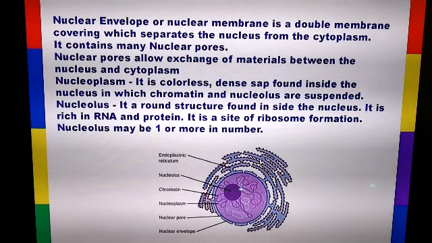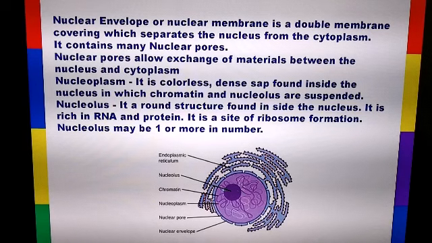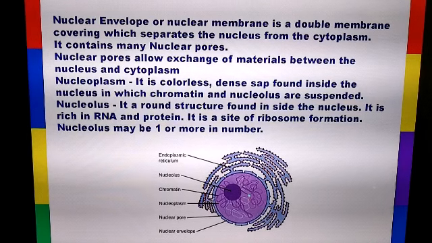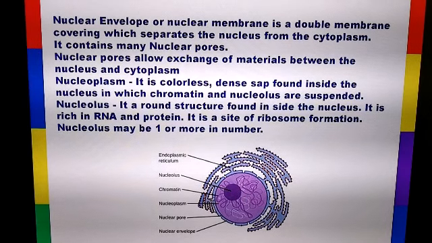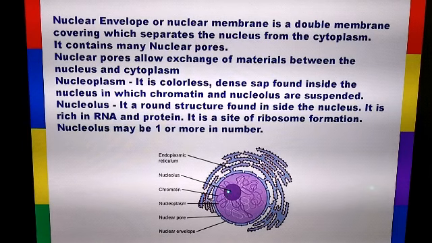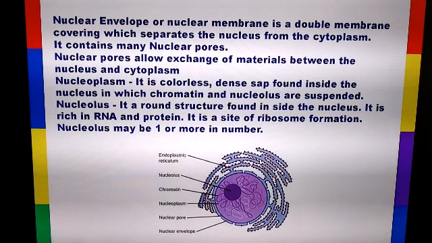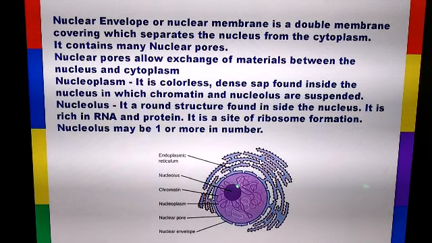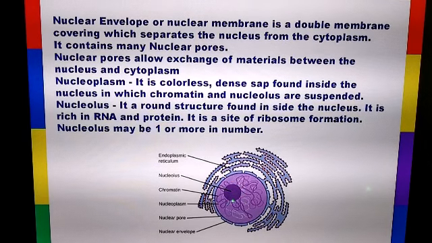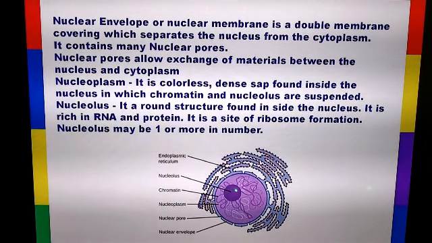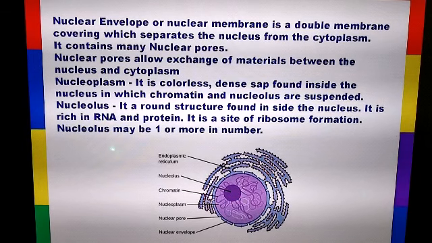You will also find a body suspended inside the nucleus, and this body is called the nucleolus. So the nucleolus is a round structure which is found inside the nucleus. This nucleolus contains RNA and proteins, and it is in the nucleolus that ribosome formation takes place, and ribosomes in turn help in the formation of proteins. It is not necessary that the nucleus contains just one nucleolus. At times the nucleus may also contain 2 or 3 or 4 nucleoli. So the nucleolus may be 1 in number or more in number.